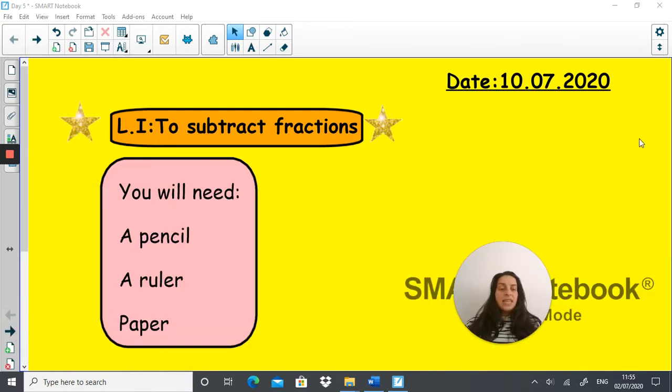Today is the 10th of July 2020. It's a Friday, as discussed. And the NI is to subtract fractions. You'll need a pencil, a ruler, and a piece of paper to help you with today's lesson.